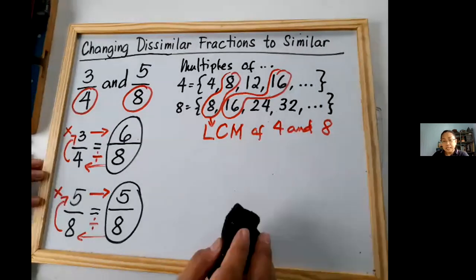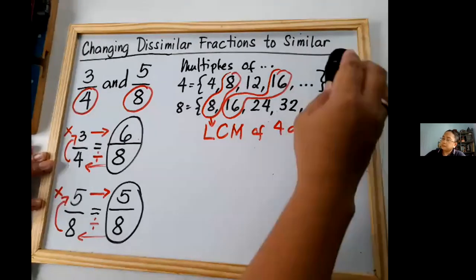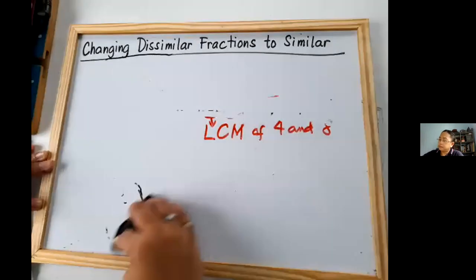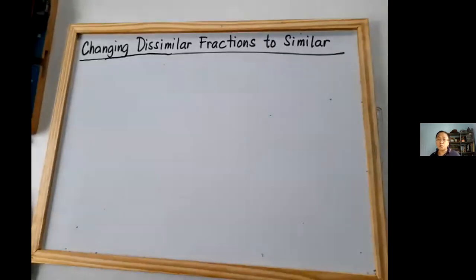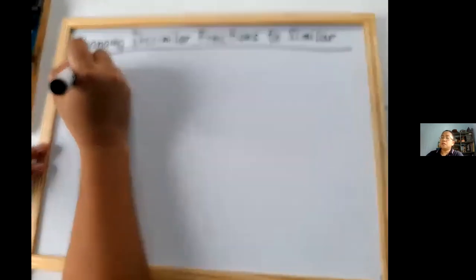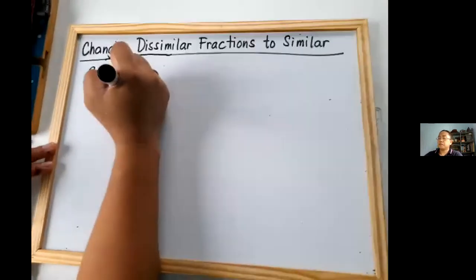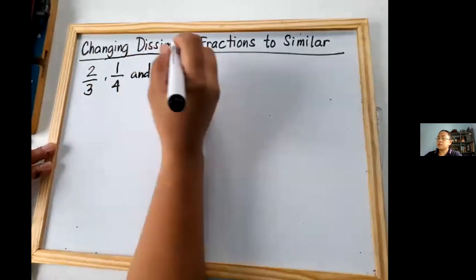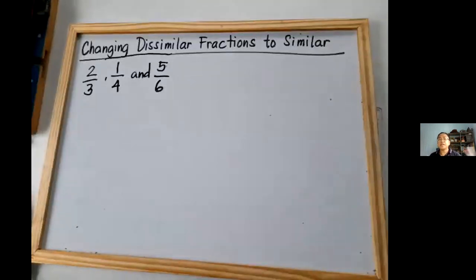Okay, so as a last example, let's have 3 fractions to rename. Medyo maliit yung board natin, liliitan ko yung sulat para magkasya lahat, ha? So we'll have, let's say, 2/3, 1/4, and 5/6. Okay? So I have 2/3, 1/4, and 5/6.